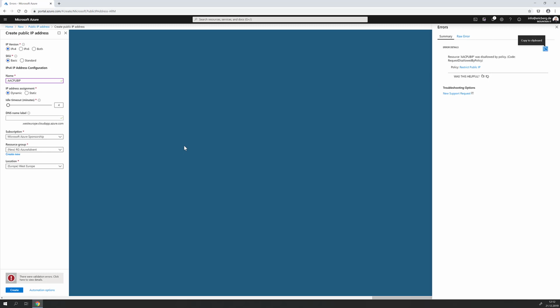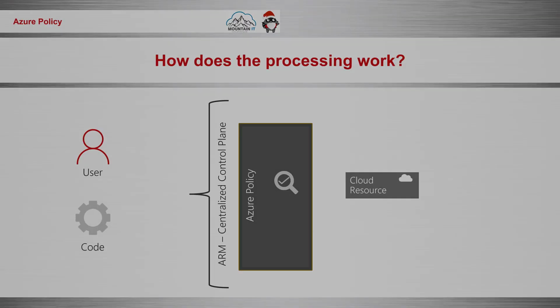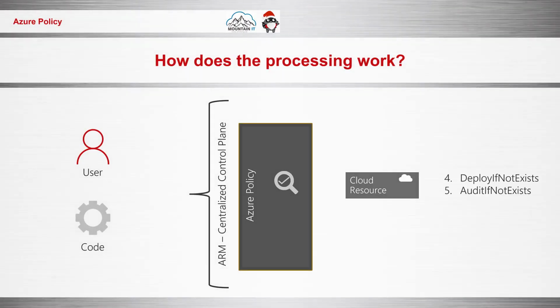And that's the thing that always happens. No matter if I now try it via PowerShell or via the CLI or whatever, it will always come to the same result. And even a CD pipeline out of Azure DevOps, for example, will also come to the same result. There is no way to do this configuration at the moment. So that's what happens when we process those policies.